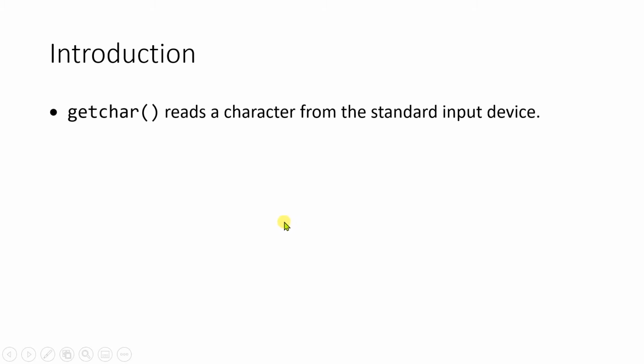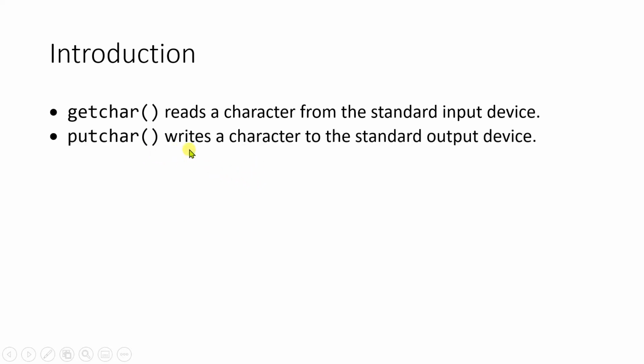So what exactly does the getCharacter function do? GetCharacter function reads a character from the standard input device. Here standard input device means your keyboard, from where the getCharacter function reads a character when the user types on it, then takes that character and puts it in a variable.